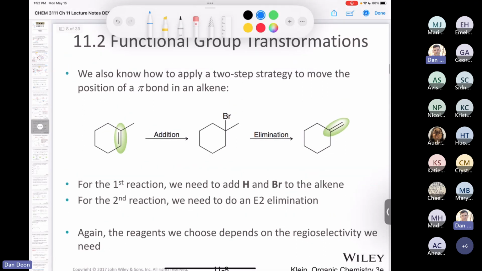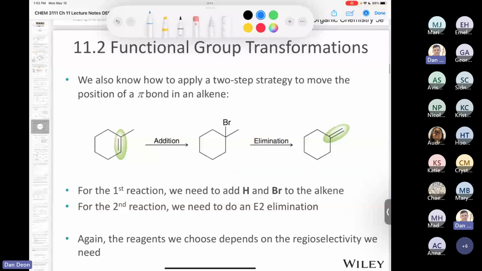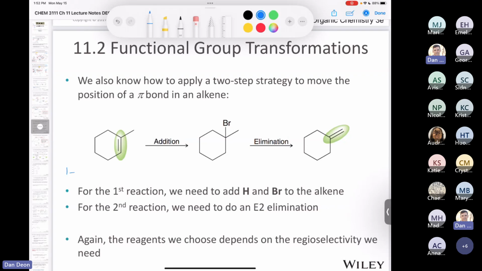So let's say we want to move a pi bond around a molecule. If we want to move the pi bond from inside this ring, so this would be called 1-methylcyclohexene, and this is called methylenecyclohexane. Anyhow, the name is neither here nor there. So if you want to convert it to the exocyclic alkene, how would you do that? First, you would do a Markovnikov addition. So this is a Markovnikov addition of HBr across the double bond.